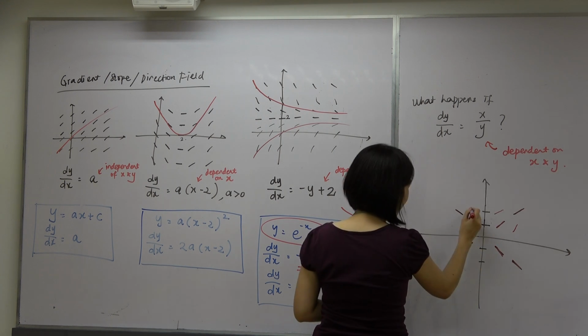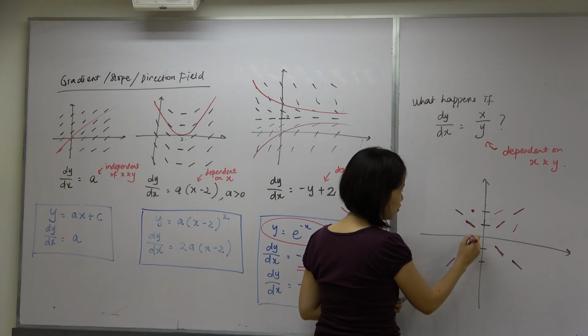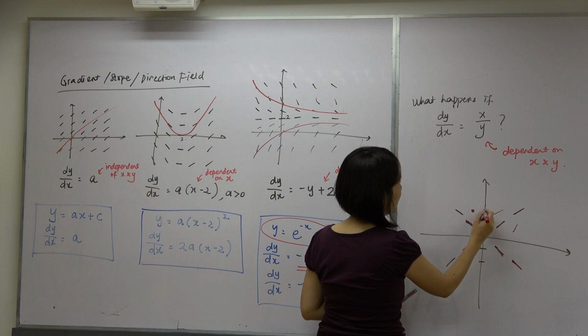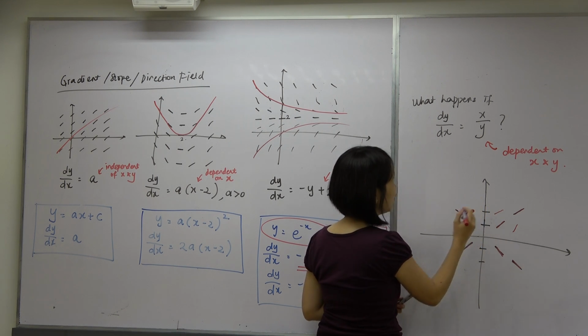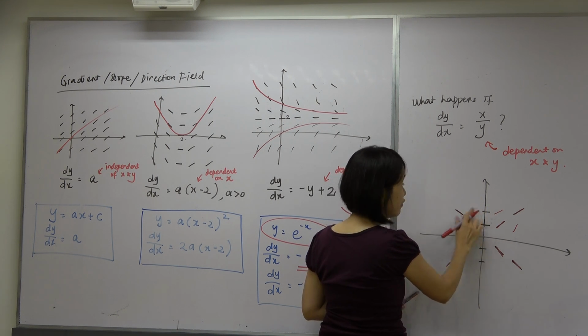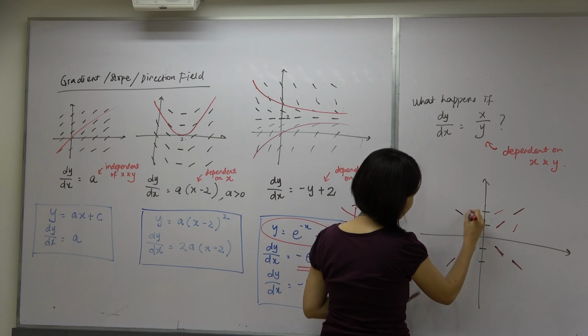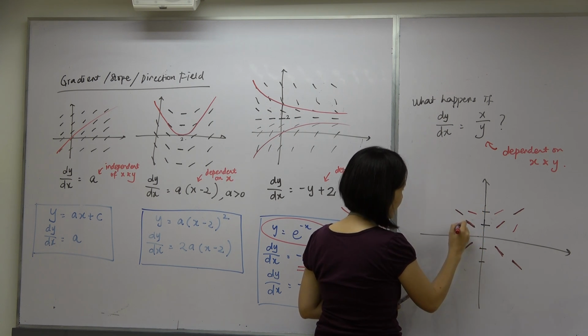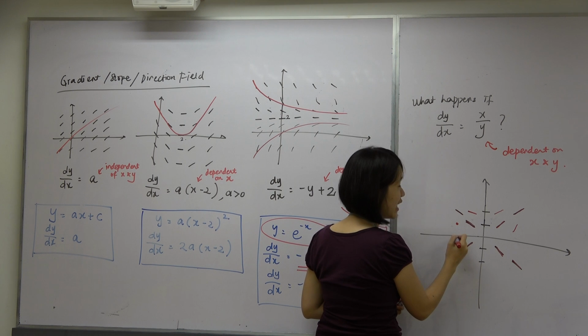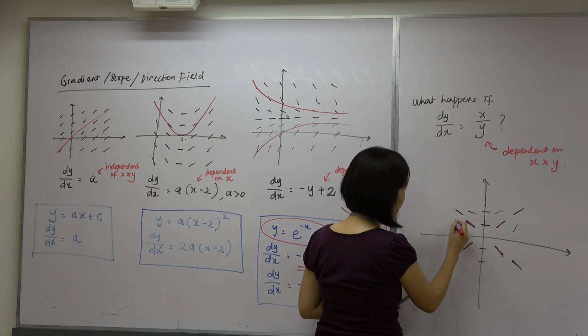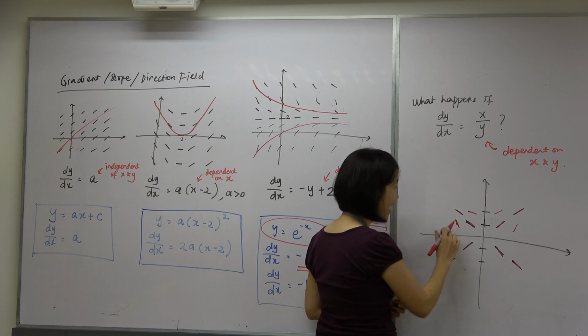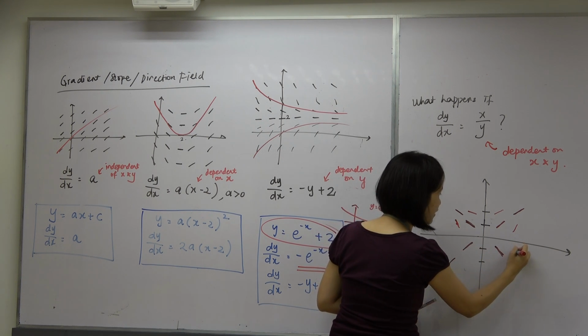And this point here simply means x equals negative 1 and y equals 2, hence it is negative 1 divided by 2, a negative gradient, and I'm going to get something like this. And for this point, it is x equals negative 2, y equals 1, so it is a gradient of negative 2, and I'll be getting something like that. And you explore yourself on the next points.